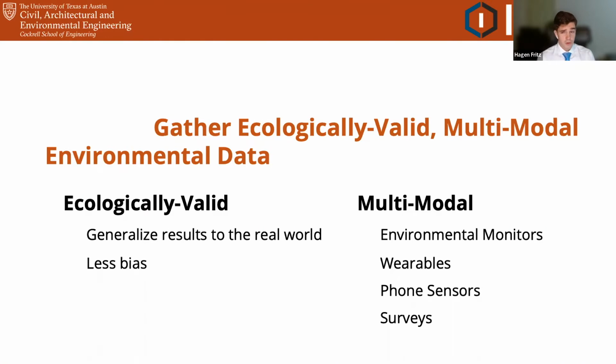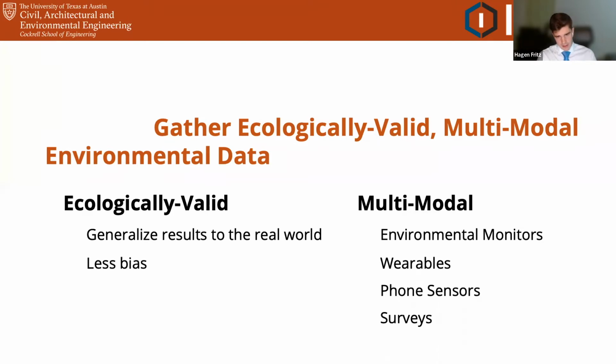In terms of multimodal, we're using indoor air quality sensors to get that environmental data. We're using wearable fitness trackers to get things like sleep quality data and activity data, phone sensors, so things like GPS and accelerometer data, and then surveys that give snapshots of the environment our participants are living in. It also allows us to get sleep surveys and mood surveys. So not necessarily all environmental data, but definitely multimodal.